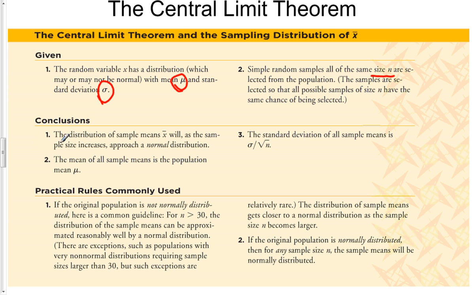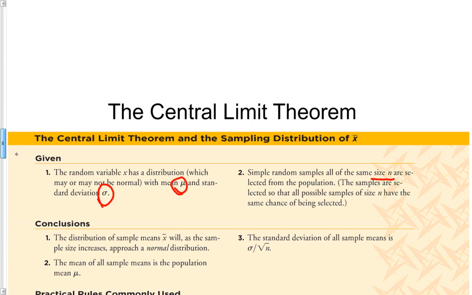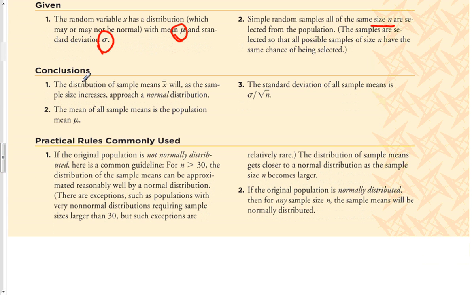Okay, these are the conclusions now that we draw from the central limit theorem. The conclusions are the distribution of the sample means will, as sample size increases, so as n gets larger, approach a normal distribution. That's what we were looking at up here. As n increases, well, this is not that large of an n, but as n gets larger and larger, this thing will look more and more like a normal distribution. So that's the first conclusion. As the sample size increases, the sampling distribution becomes more and more normal.